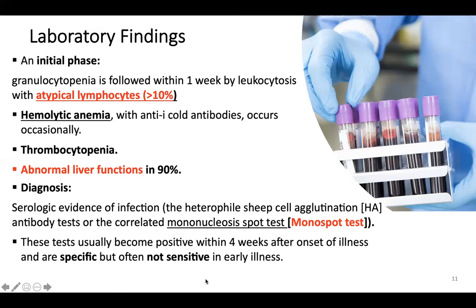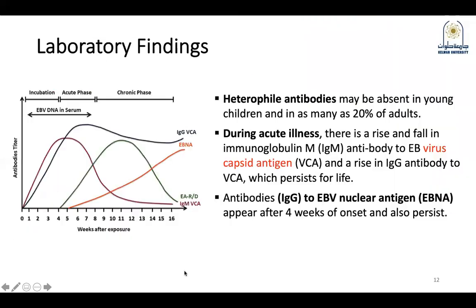The other challenge is that in young children, the monospot test is almost always negative. And in 20% of adult infections, it might be negative as well. That's why they are not sensitive. They are specific, but they are not sensitive. This is the laboratory finding.